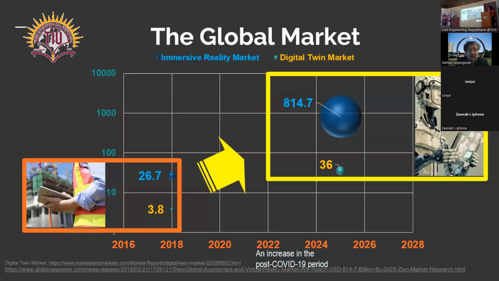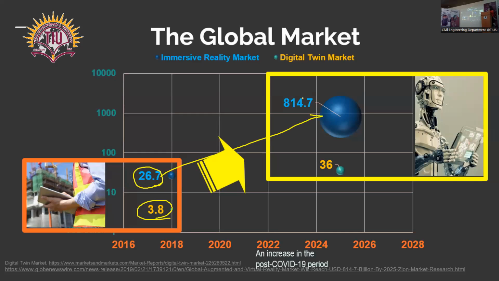So the future of the construction, if I want to show it here, I would say like in 2016 or 17, the market for the digital twin was so tiny, $3.8 billion, and it was a little bit more for immersive tools and virtual reality, augmented reality, all that. But the prediction is in the following years, it's going to be a huge market, growing from 26 to 800. And also the digital twin market is going to be 10 times more at least.